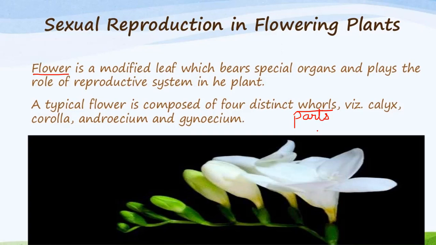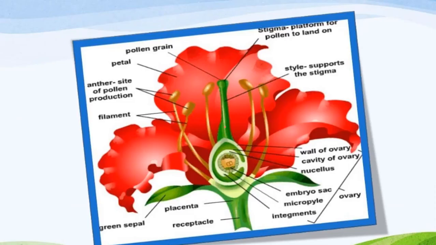As we have hands, legs, nose, eyes, etc., in the same way, a typical flower can have four different parts. They are known as calyx, corolla, androecium, gynoecium. Please note this: calyx, corolla, androecium and gynoecium. Now let's see about the structure and then you will understand what exactly is calyx, corolla, androecium and gynoecium.